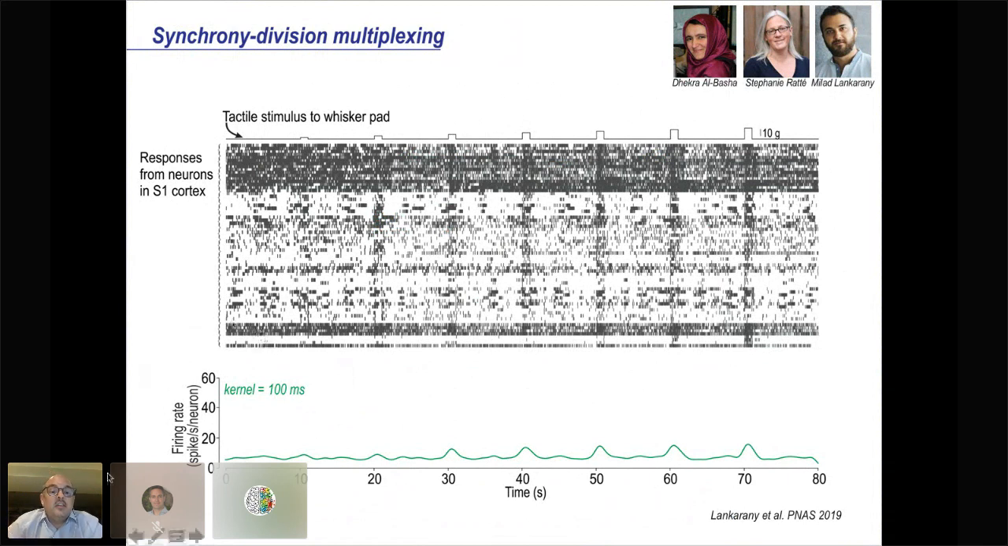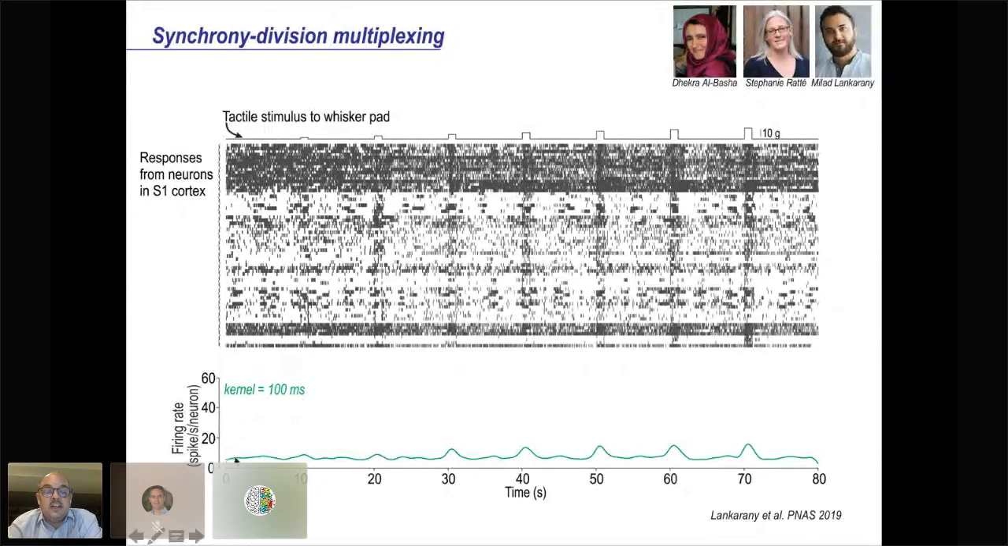And you're seeing responses from a number of different cells, a couple of trials from each cell. You're seeing the response to tactile stimulation of the whisker pad. So every time you see a little bump here, we're applying increasing pressure steps to the whisker pad. And what we did as a first pass is simply plotting a firing rate histogram, but we used a relatively broad Gaussian kernel, 100 millisecond kernel. So this is like using a broad time window in order to count the spikes.